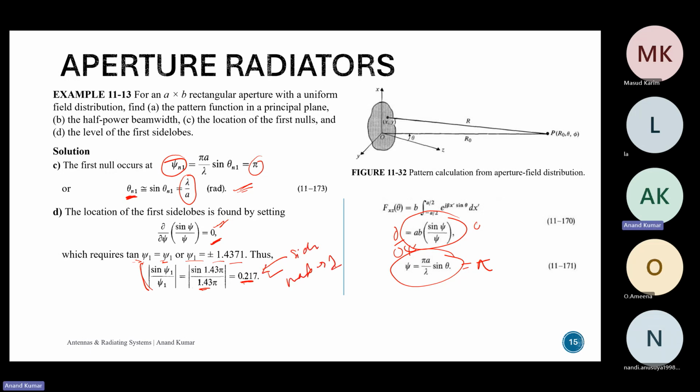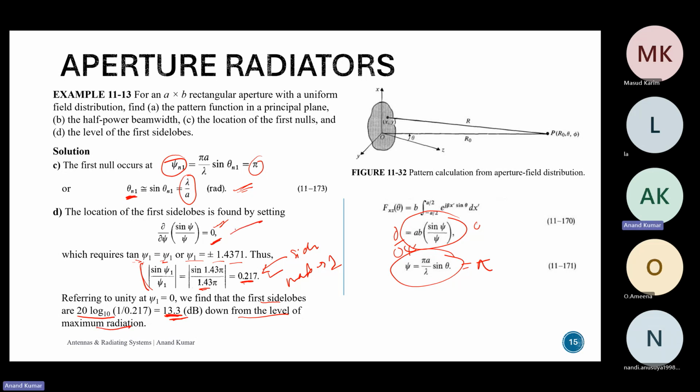Main lobe is 1. We can take the log value, and we see that the first side lobes are 13.3 dB down from the level of the maximum radiation. So to get the first side lobe, we are calculating the maxima. Deriving this, we get tan psi over here, and we get the maxima at this value. Now using that, we have the value for the first side lobe.